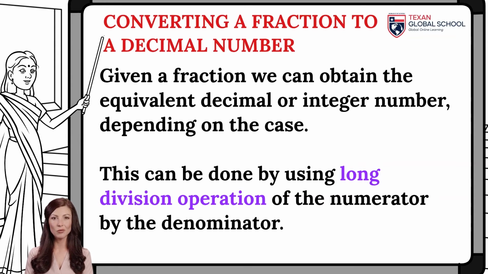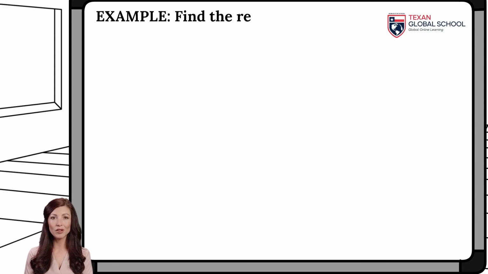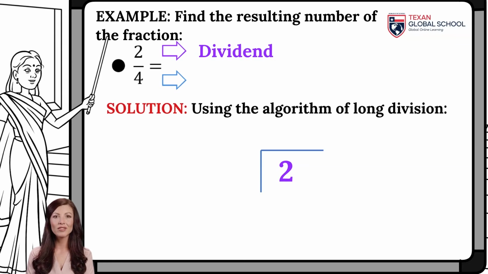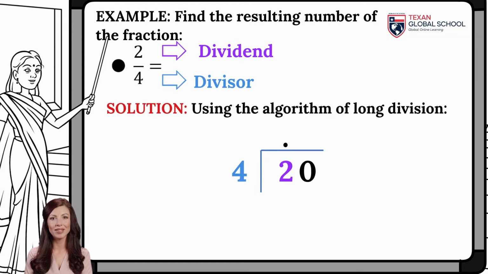This is done using the long division operation of the numerator by the denominator. In the following example, we will use the long division algorithm to obtain the value dividing 2 over 4. The numerator 2 is placed inside the division bracket as the dividend, and the denominator 4 as the divisor outside the division bracket. Since the dividend is less than the divisor, then we put the decimal point since we cannot perform the division. This involves writing a 0 to the dividend, thus having 20.